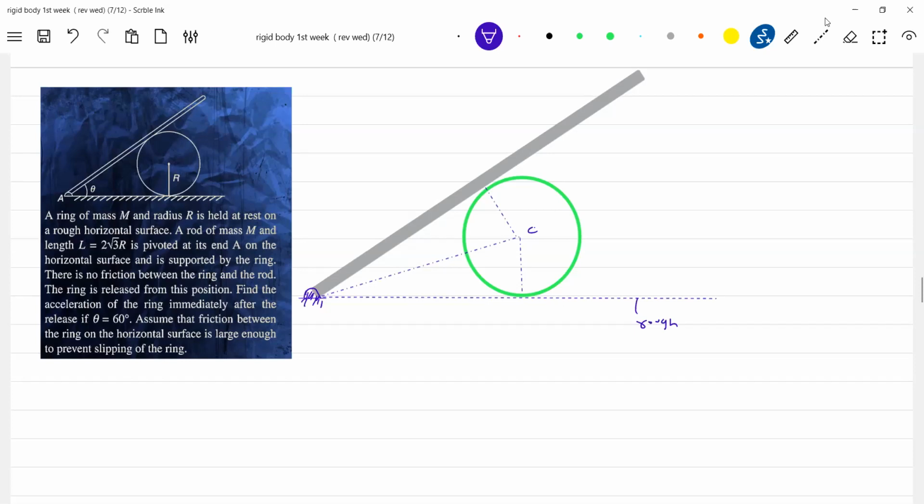So there's the center of the ring. There's a point of contact. How the normal contact here will be, it will be like this. Length L equal to 2 root 3 R. Theta equal to 60 degrees. So theta is 60 degrees, so this will be 30, this will be 30. We know this is R. So we can calculate the length OP where it is in contact. Now how will the direction of friction act on the ring? It should be in this direction.